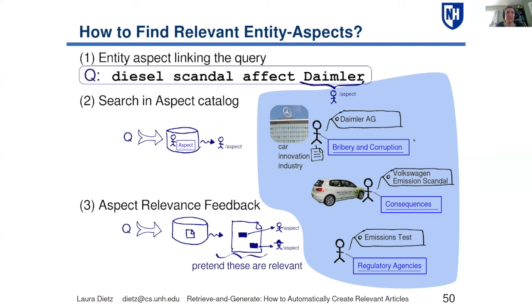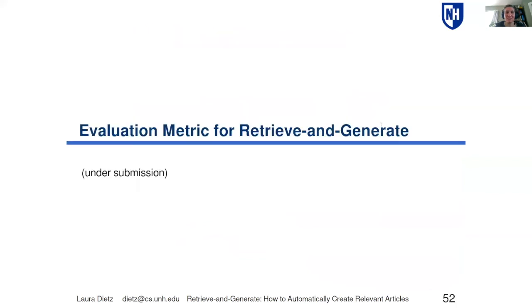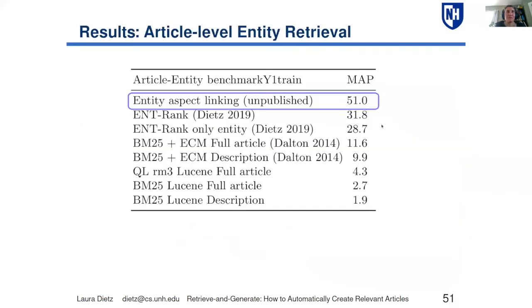Now we have aspect links and we pretend that these aspects are relevant. So we can create a new collection of aspects, and these aspects ultimately bring us back to which entities are relevant. But having aspects by themselves is a lot more useful than just having entities. Again, it's a further refined description of what are things that I want to mention in an article that I'm trying to generate. Okay, so that's how we get the MAP of 0.51. Yeah. All right. So much for entities.